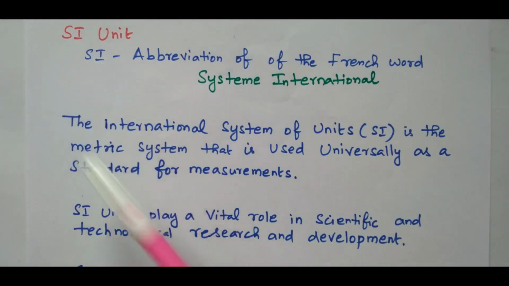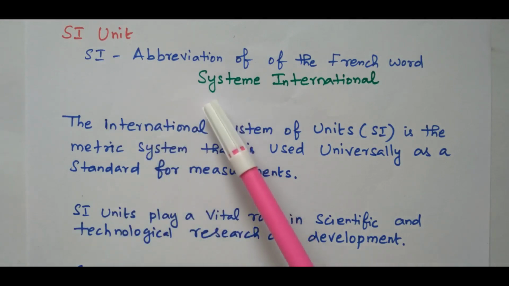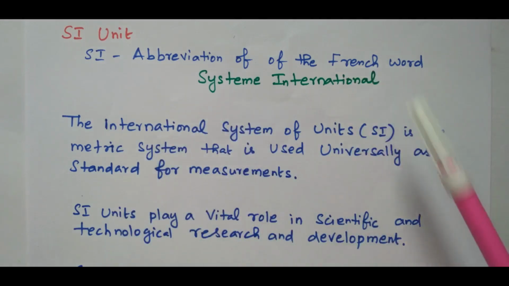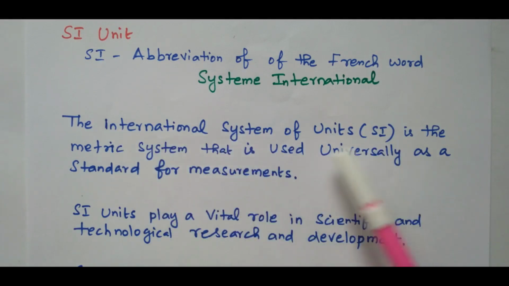The SI is nothing but the abbreviation of the French word Système International. At the international level, the standards are defined so that everyone needs to use the same standard for uniformity. That is the abbreviation of Système International, from the French word. That is nothing but international system of units.